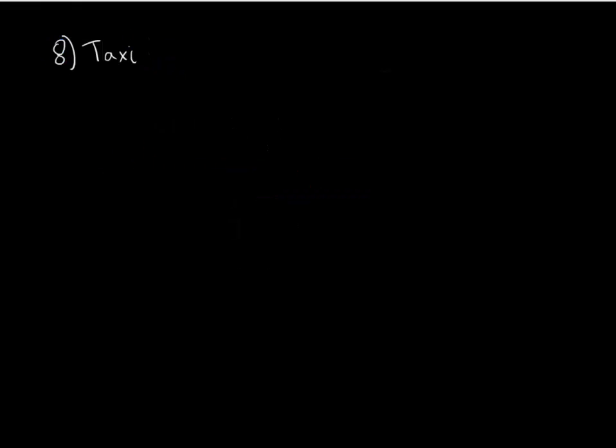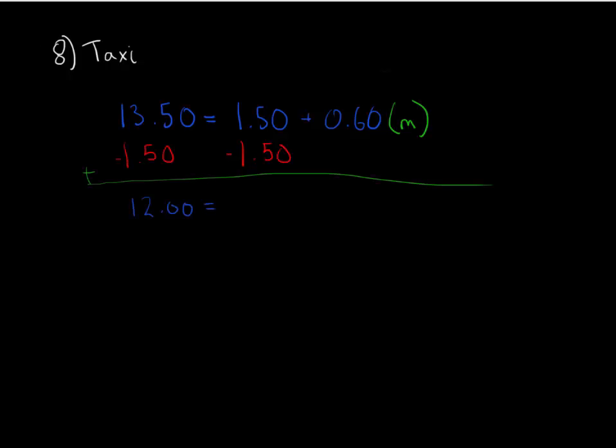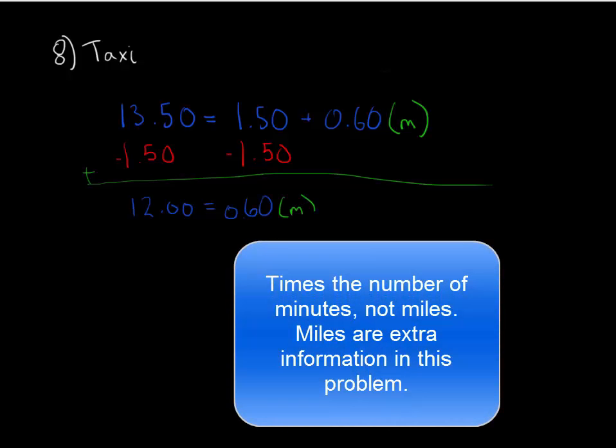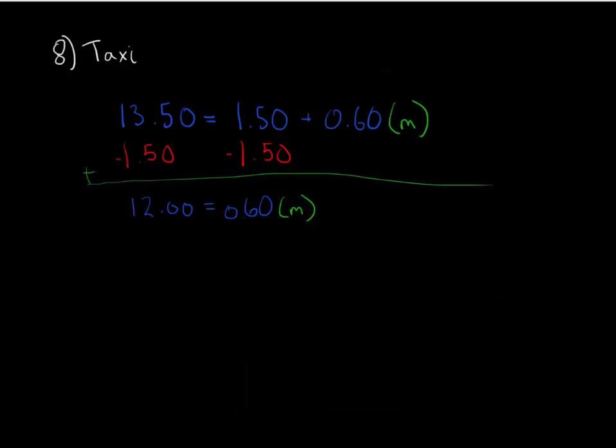For the taxi service, we know the total charge to the airport is $13.50. We get charged $1.50 plus 60 cents for every minute of the trip. The 10 miles is extra information. Add the opposite of $1.50 to both sides, and you get $12 equals 60 cents times the number of minutes. A calculator will come in handy here. Divide both sides by 0.60 to find that the number of minutes is 20.